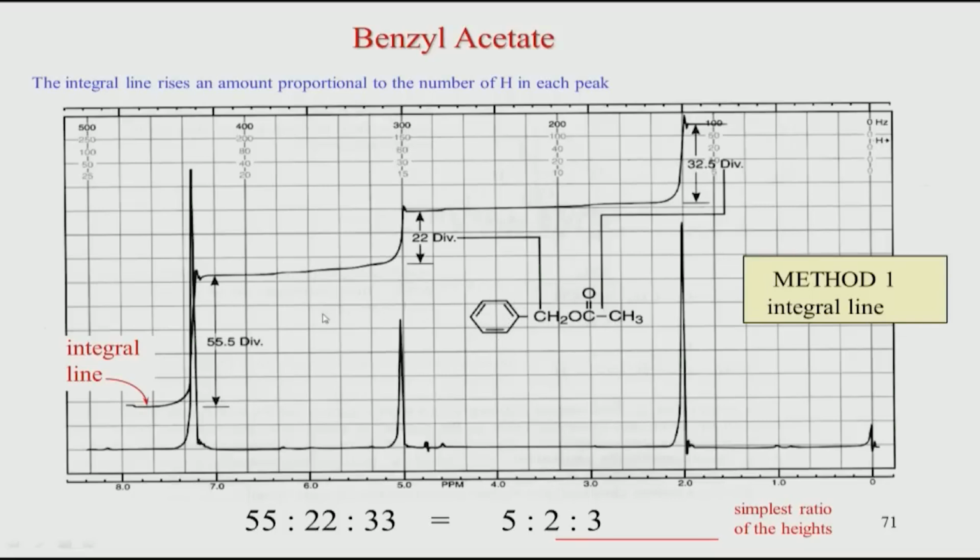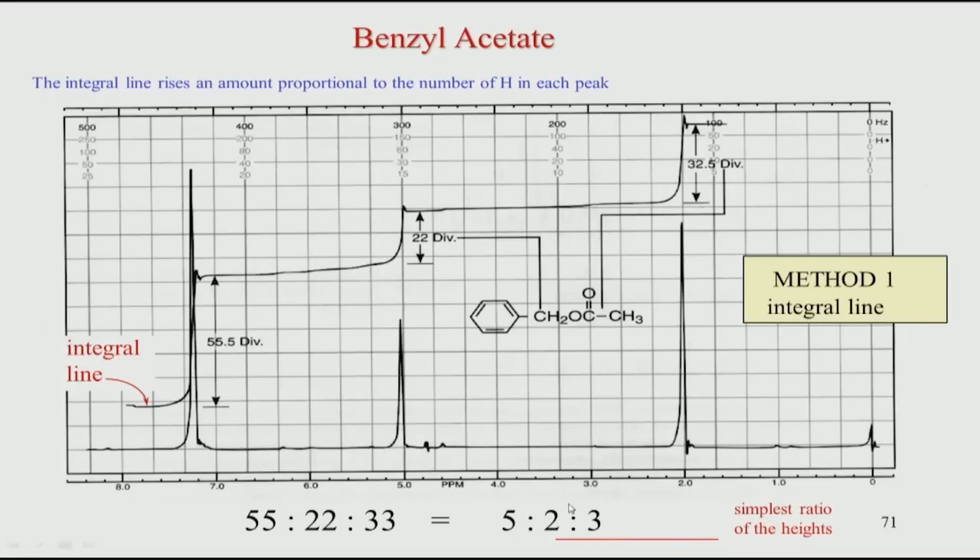Therefore, the peak you get in the aromatic portion should be 5 compared to what you get in the CH2, which is 2, and what you get in the CH3 should be 3. So, you should have this ratio 5:2:3. This is the simplest ratio of the heights. What we typically do is measure the area under each peak, and this area ratio is what is presented in the spectrum.